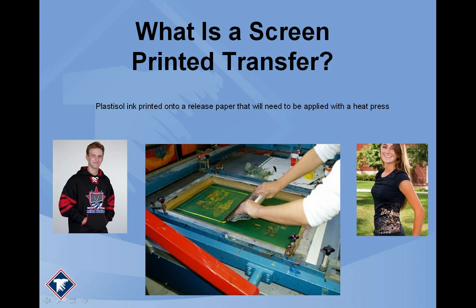The release paper then has an adhesive applied to it that is then applied with a heat press. So if you want to look at it like this, a screen printed transfer is just taking a temporary detour onto a piece of paper. And then when you apply the transfer with the heat press, you're finishing the curing process, you're finishing the adhesion process, and that's that. So in the end, you've got a plastisol decoration on a shirt that's just like the screen printer would have done if it had been done directly on the garment.